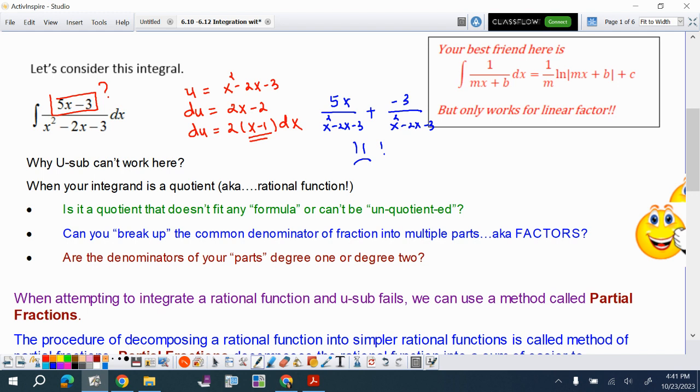So why can't u sub work? Because the integrand is a quotient, a rational function. None of the methods work here. You can't even work further. So is there any way we can break up the denominator, which is called partial fraction decomposition? First thing is we have to understand if we can factor or not. Okay, so let's check the method. This method is called partial fraction decomposition.